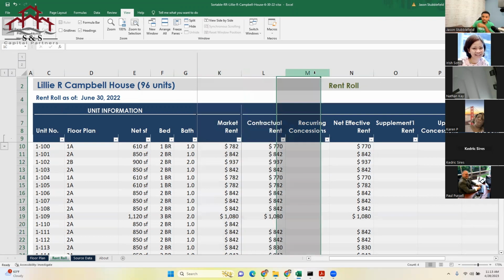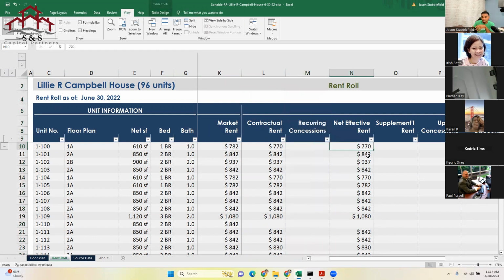Okay, recurring concessions, you don't see that much. What it is, a property may give people incentives for moving in. You may have seen this. We'll give you $200 off your first month's rent. We'll give you $50 off every month to get somebody to move in. You'll see that in the recurring concessions on the rent roll.